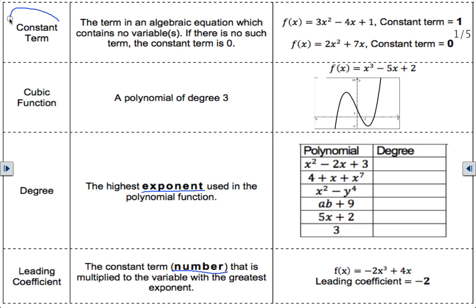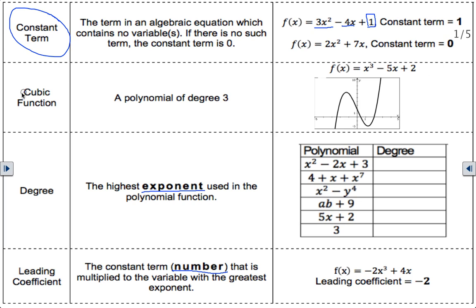The first vocabulary term is your constant term. It's the term in your polynomial where you're not multiplying by a variable. It contains no variable. So in this example here, your 3 is a coefficient to x squared, negative 4 is a coefficient to x, and 1 is your constant term because you're not multiplying by any variable. In this case the constant term is 1. If you do not have a constant term, then your constant term equals 0.